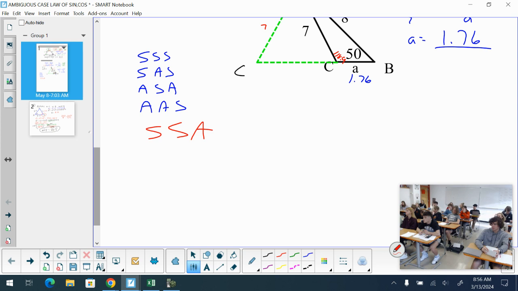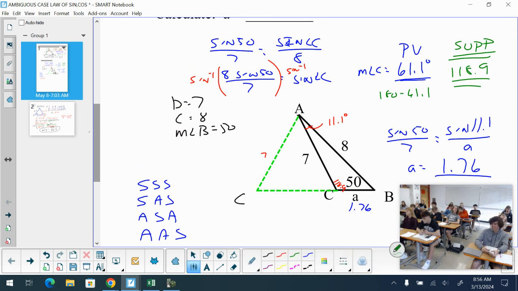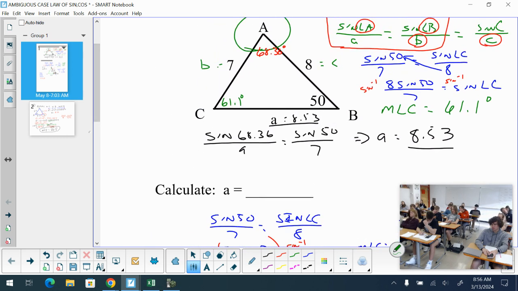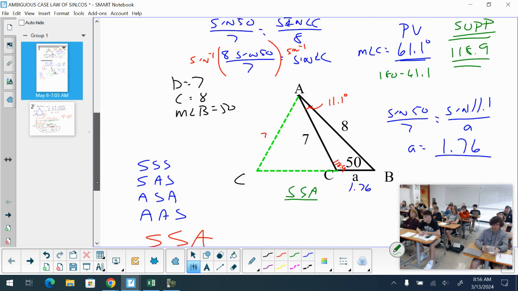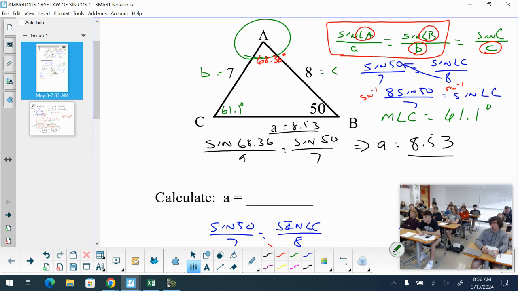Well, right here is the reason why. Because we have 2 sides and a non-included angle of one triangle congruent to 2 sides and a non-included angle of the second triangle. When you say 2 triangles are congruent, you should be able to put one right on top of the other, and it should look like one. If I put this triangle on top of this triangle, it's not going to look the same.